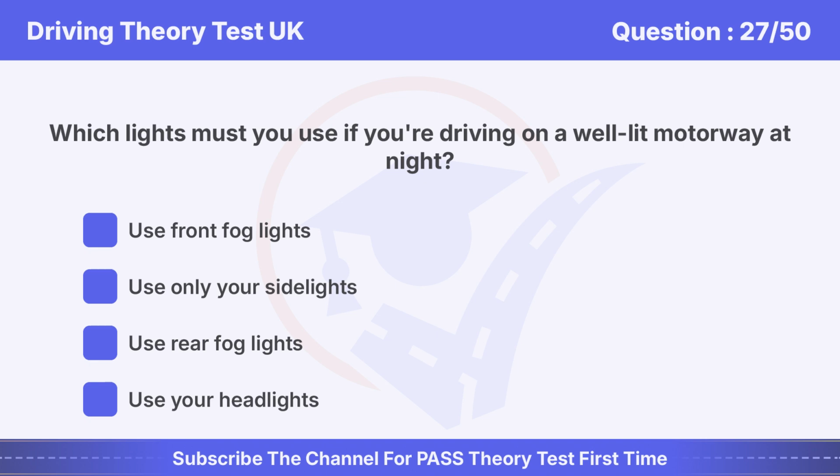Question 27. Which lights must you use if you're driving on a well-lit motorway at night?